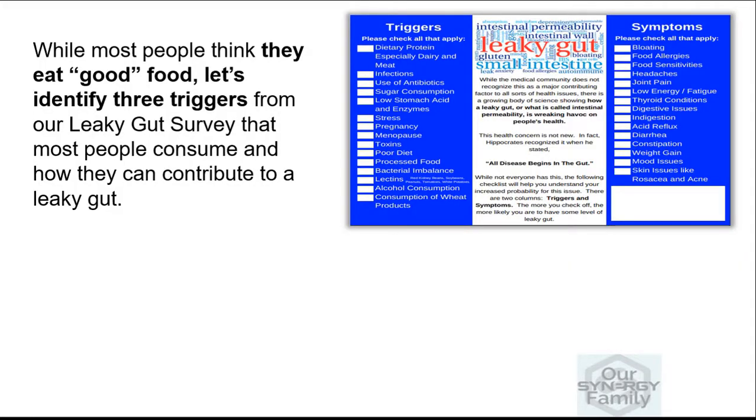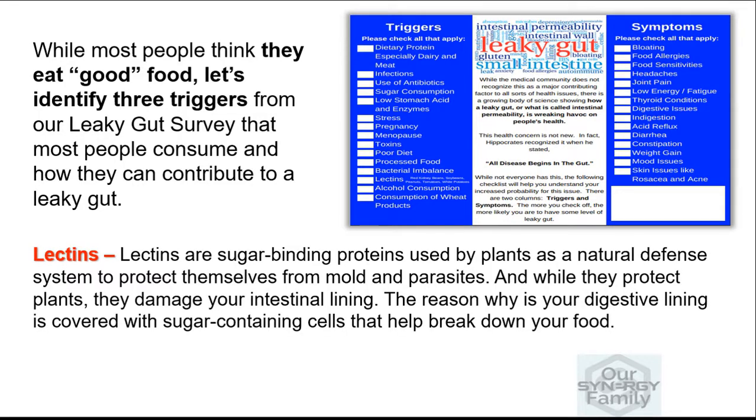While most people think they eat good food, let's identify 3 triggers from our leaky gut survey that most people consume and how they can contribute to a leaky gut. Lectins. Lectins are sugar-binding proteins used by plants as a natural defense system to protect themselves from mold and parasites. And while they protect plants, they damage your intestinal lining.